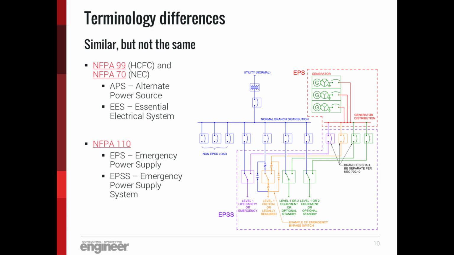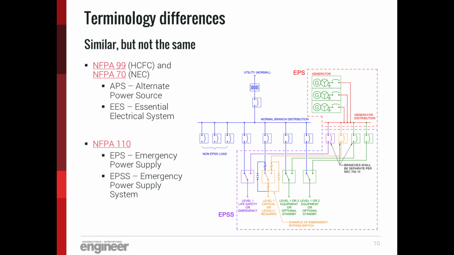The terminology that we need to understand is that there are differences. Unfortunately, to some, there are differences. NFPA 99 is the Healthcare Facilities Code. NFPA 99 basically states that it applies wherever healthcare is performed on humans, except in the home. NFPA 70 is the National Electrical Code. Both of these documents refer to an alternate power source.